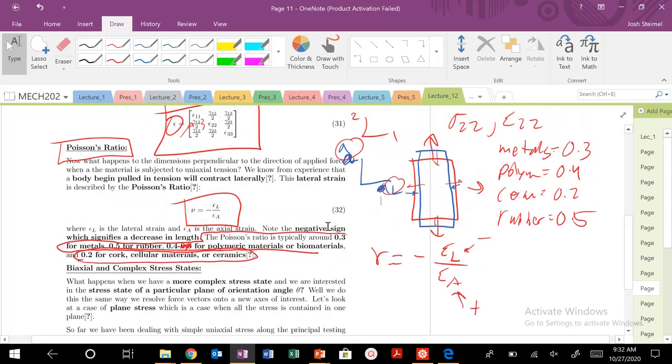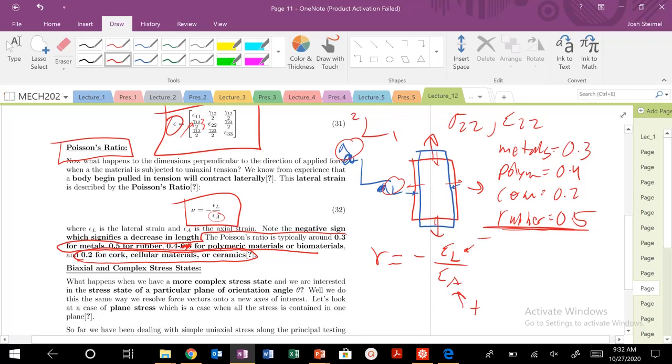The other thing, before we head off, it makes sense too, right? 0.5 is actually the maximum value you'll see for Poisson's ratio. And it makes sense that it shouldn't be a value greater than 1, because the axial extension is going to be much larger than the contraction there.